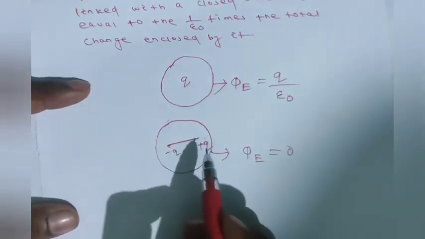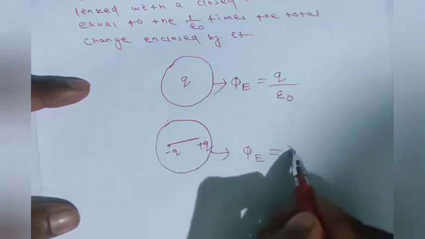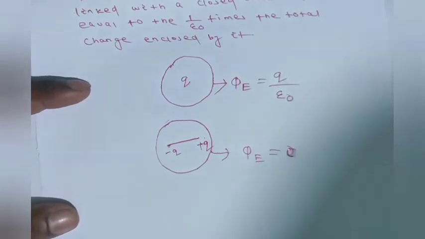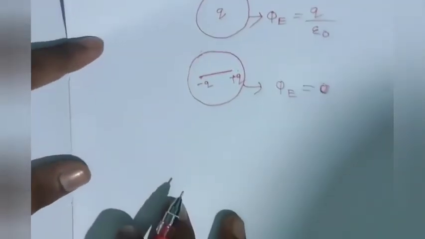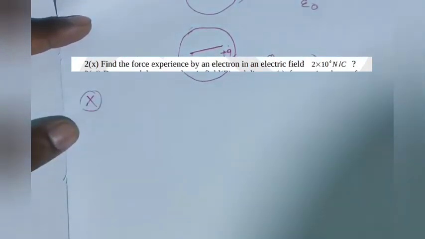Plus Q and minus Q will cancel each other, so the total charge will be 0. So the electric flux will be 0. Is it clear? Now I will go to the next question, question X. So what was the question?